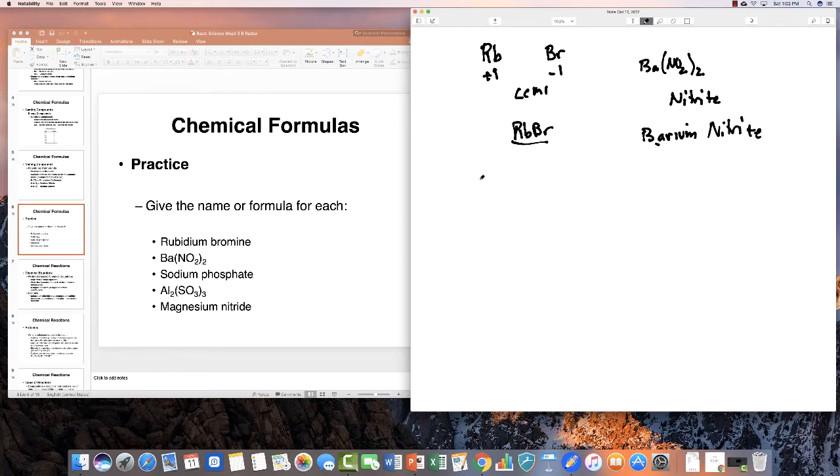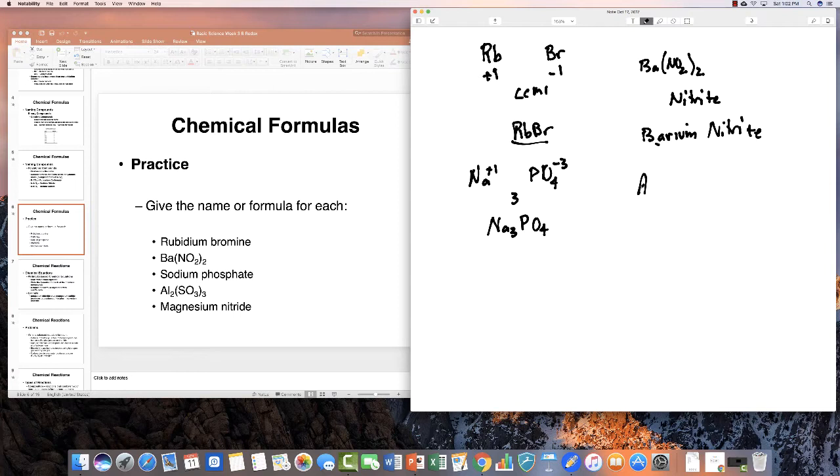The third one is sodium phosphate. Again, you look into your polyatomic ions, which you're supposed to be memorizing, and you'll see that this one's -3. This is in the group 1, so it's +1. Least common multiple is 3. 1 goes into 3 three times. 3 goes into 3 one time. So there's your formula for sodium phosphate.